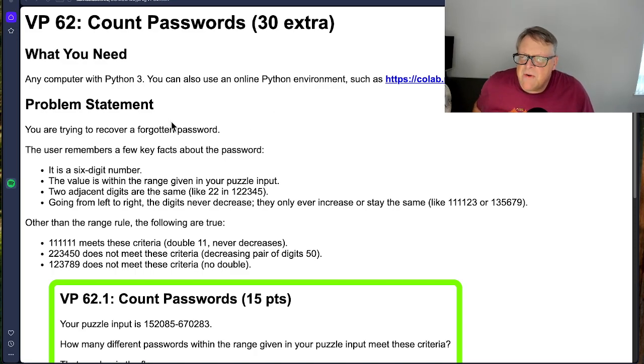We're going to try to recover a forgotten password, and here are the facts about the password. It's a 6-digit number. The value is in the range we're going to give you. Two adjacent digits are the same, like 22, and the digits only increase, they never decrease.